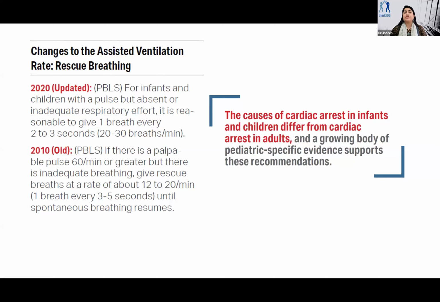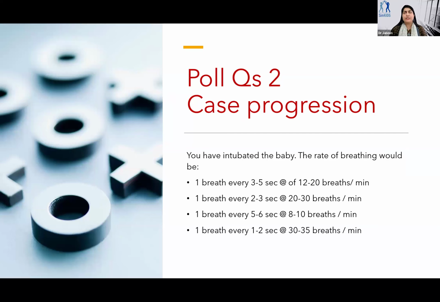So there is growing evidence in the pediatric-specific patient population that supports giving more airway support. That's why the rate of giving rescue breaths has been increased to one breath every 2 to 3 seconds instead of one breath every 3 to 5 seconds. Now, coming to the second question.